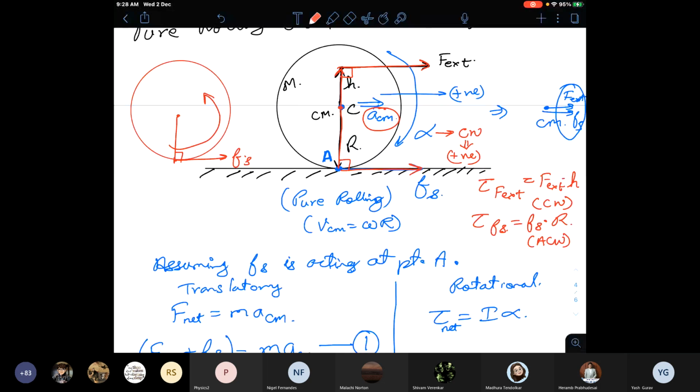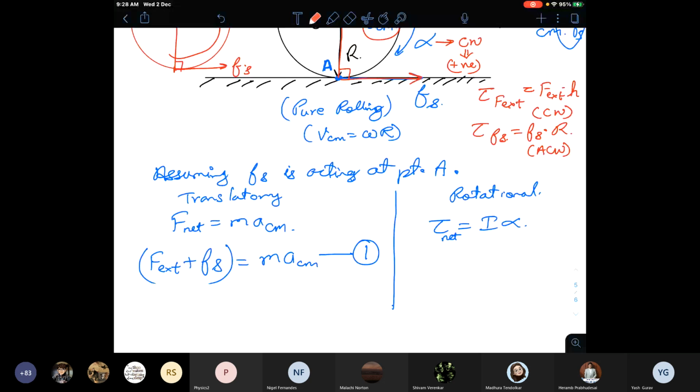If alpha is positive, the net torque can be written as F external into h minus Fs into r. F external into h is in clockwise direction, so positive. Fs into r is in the anti-clockwise direction, so negative sign for this.